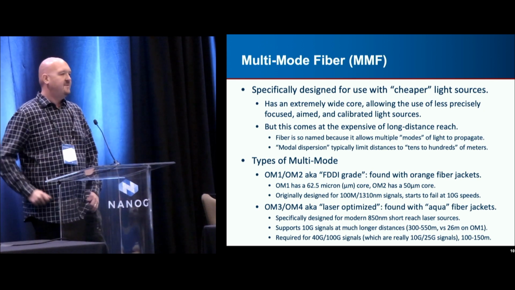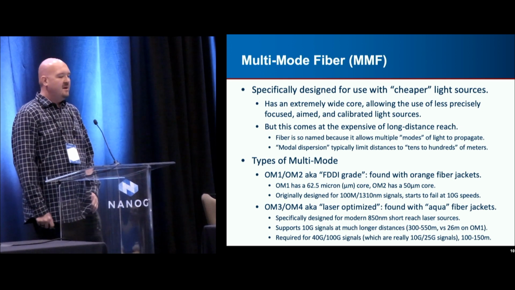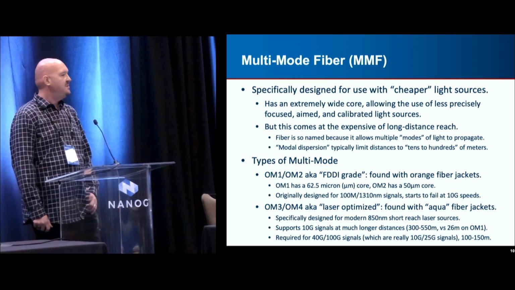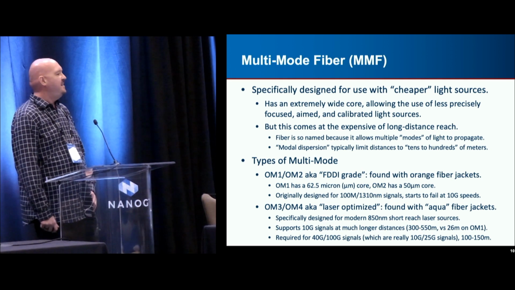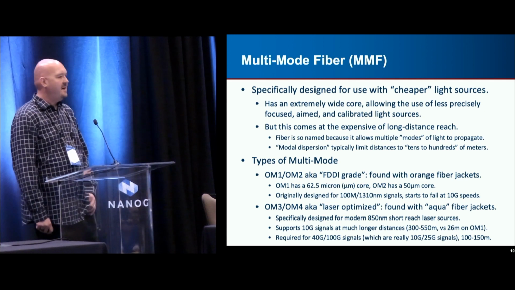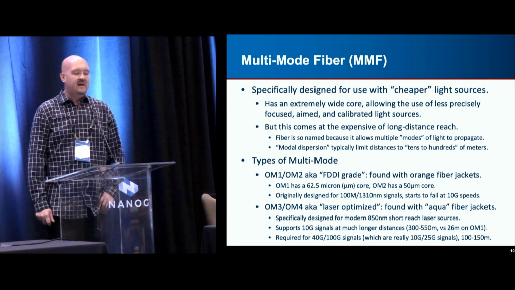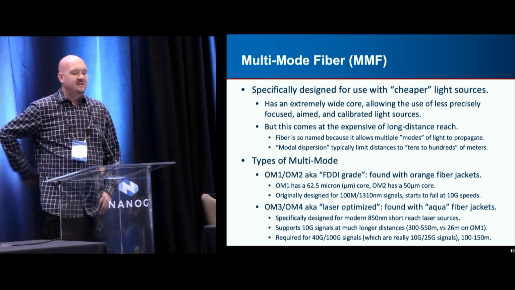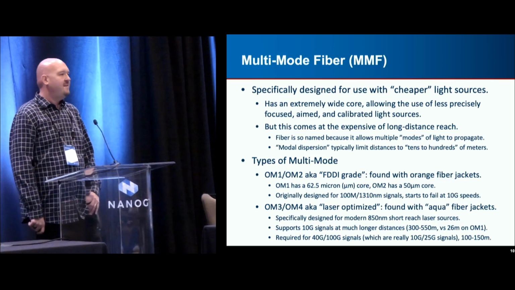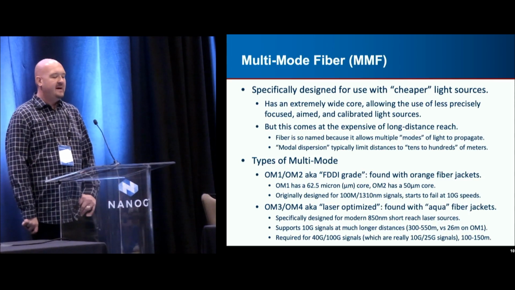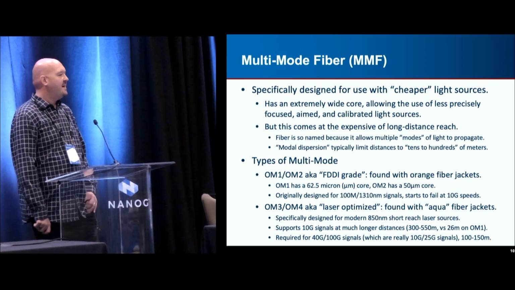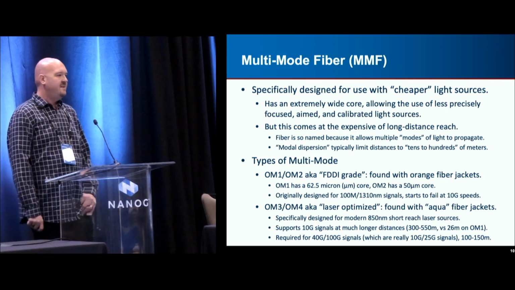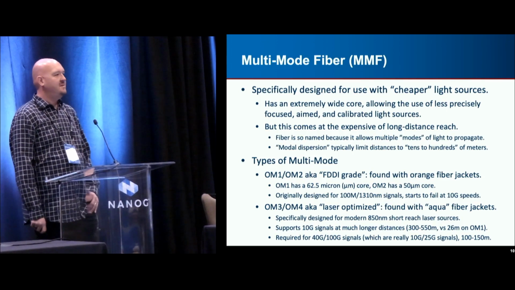There are a couple of different kinds of multimode out there. The older stuff that you'll see that has an orange jacket is what's called OM1 or OM2. This is otherwise known as FDDI grade fiber. It came out around 100 meg FDDI type connectivity, and it's designed for that low speed signal. It has either a 62.5 micron core or a 50 micron core. You see this in the 100 meg and gig type signal. You can do 10 gig on it, but you start to get very limited distances. And if you want to do 40 or 100, you pretty much can't do that with this kind of fiber.